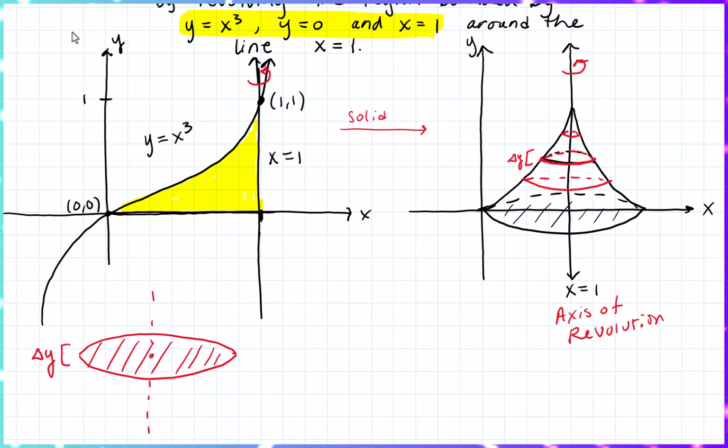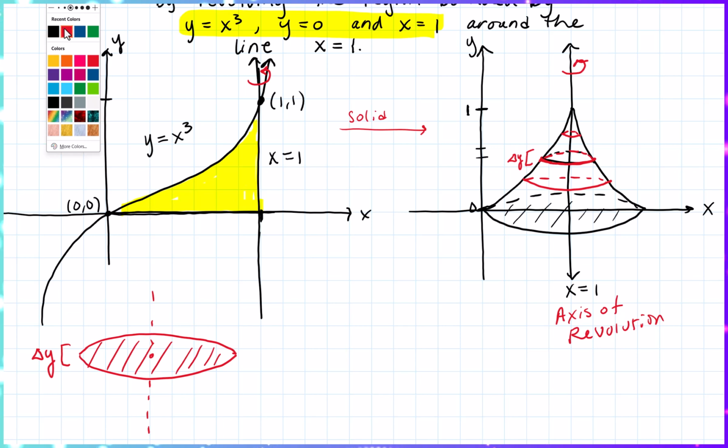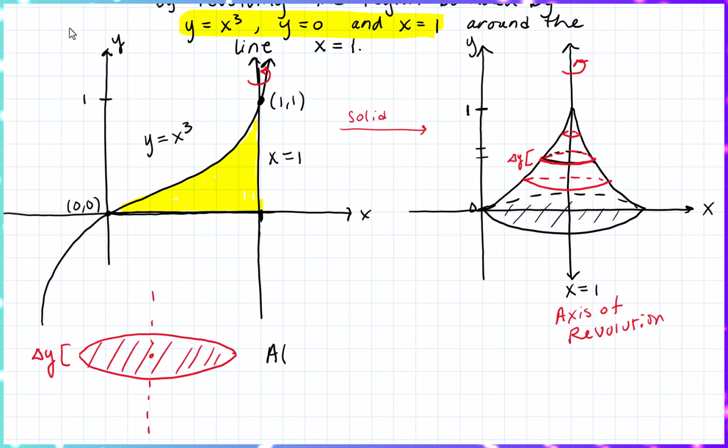So this solid lives between 0 and 1 on the y-axis, and when we're taking those little slices, they are delta y's, when we take those little slices to create those discs. Since we're looking for the volume of this solid that lives between 0 and 1 on the y-axis, and its cross-sectional slices are disks, we're going to be setting up our area formula in terms of y.